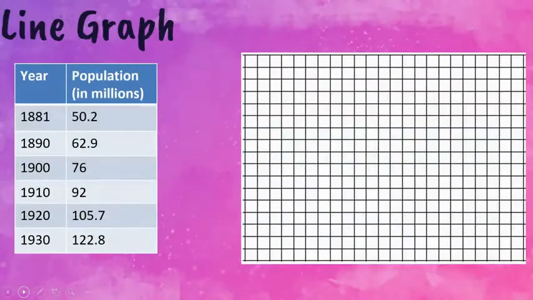All right, so let's go ahead and look at an example. So we have a data table here. We're looking at different years, and we are looking at population in millions. So first and foremost, we want to make sure we include a title. So we're going to give ourselves a title, population.